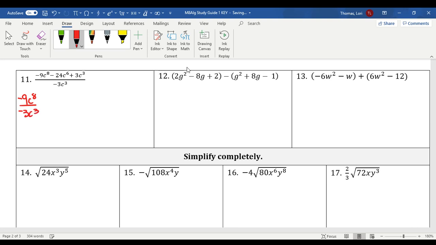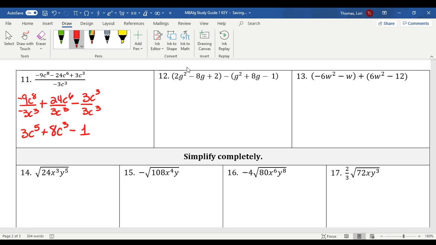And then I have a negative divided by negative, so that's going to be plus 24c to the 6th over 3c to the 3rd, and then a positive divided by a negative is minus. So we have 3c to the 3rd over 3c to the 3rd. We divide here, and we get a positive 3c to the 5th because we use our quotient rule. 24 divided by 3 is 8, and then we have c to the 3rd, and then we have minus 1. So don't cancel this whole thing out. Anything divided by itself is 1.